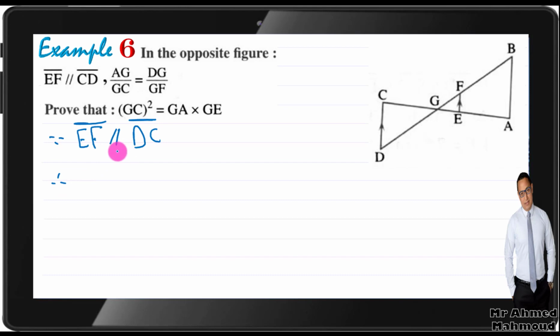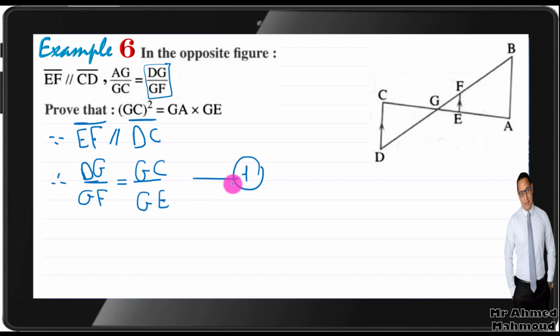Therefore, I'm going to select two ratios here. Here I have AD and GC. AD and GC are not included here, but DG and GF are included. So I'm going to relate it to this ratio, DG over GF. DG over GF equal CG over GE, equal GC over GE, and this is number one.